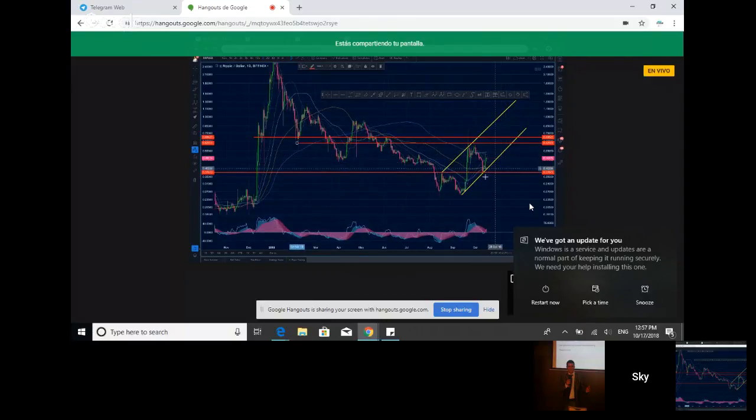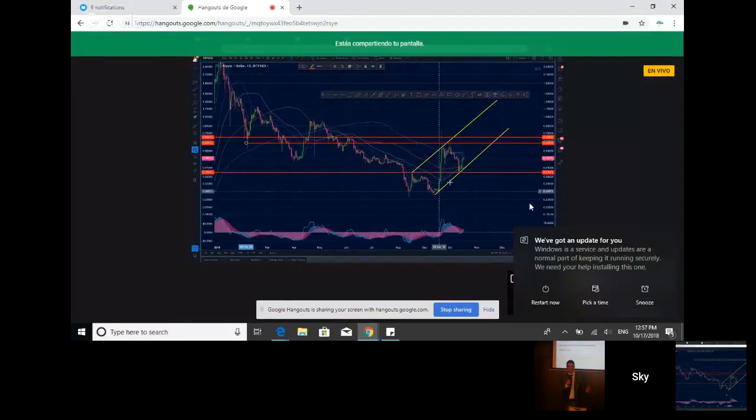Of course, the stop loss should be placed under this trend line. So you should trail this stop loss. If the price drops under this trend line, it will be bad for Ripple.